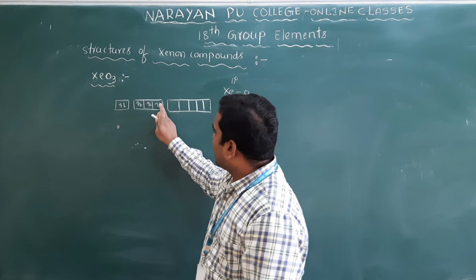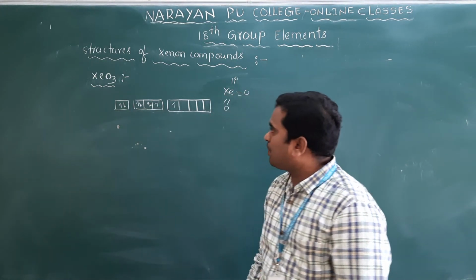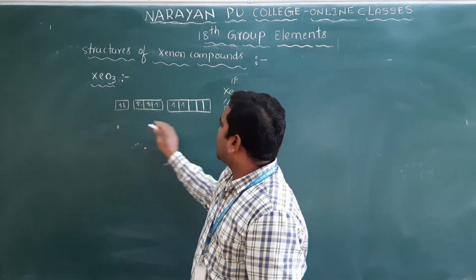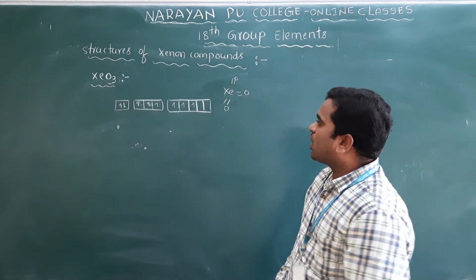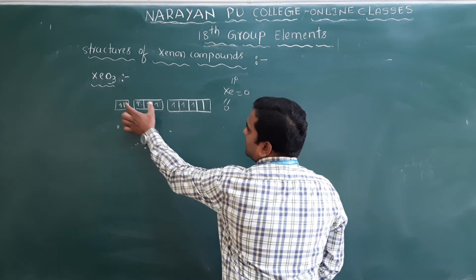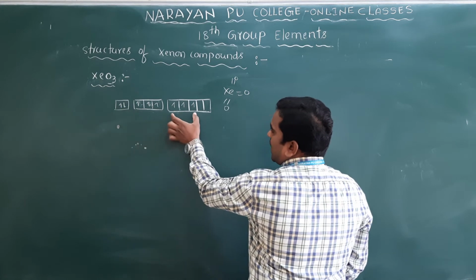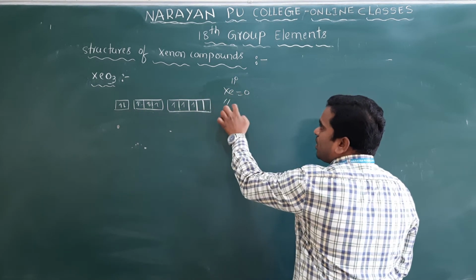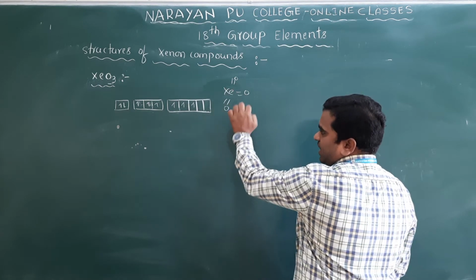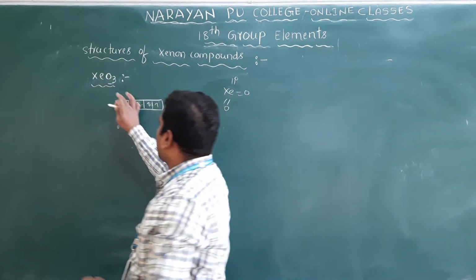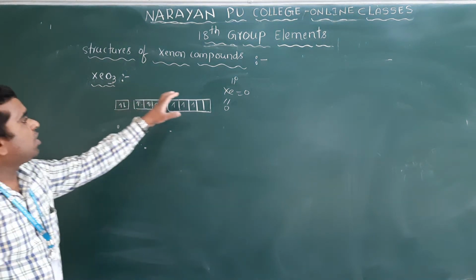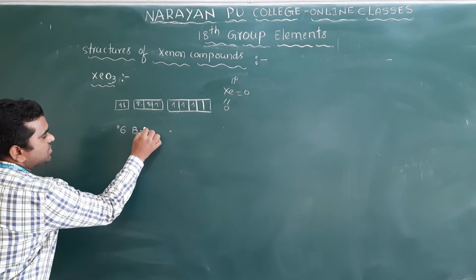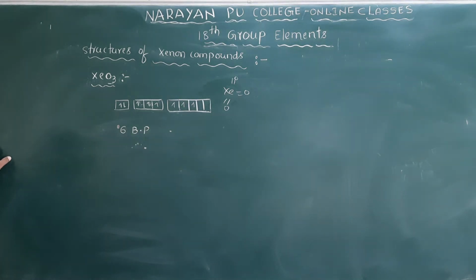So in the first excited state, one of these electrons will come here. In the second excited state, another electron will come here. And in the third excited state, this electron. So total how many unpaired electrons are there with the xenon now? 6 unpaired electrons. When it has 6 unpaired electrons, xenon will form 6 bonds here. Clear? So whenever xenon makes bonds with the oxygen, it will have 6 bond pairs. Can I write 6 bond pairs?